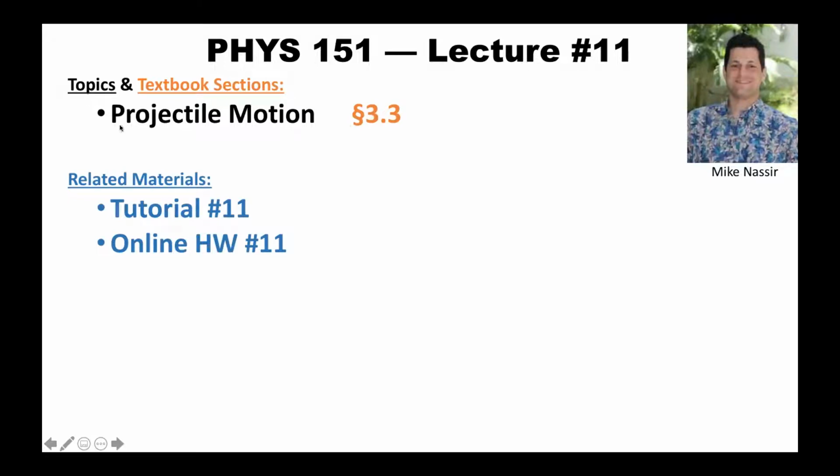The topic for this lecture is projectile motion. This builds on the two-dimensional kinematics that we covered in lecture 10 and that are covered in the previous two sections of the textbook, 3.1 and 3.2, and it applies them to the specific case of an object in free fall that has been launched near the surface of the Earth.